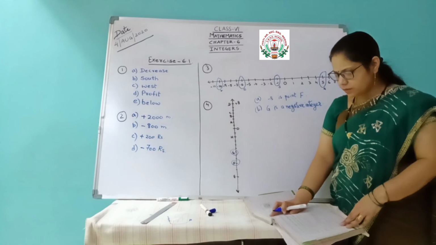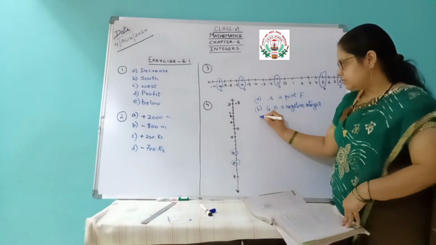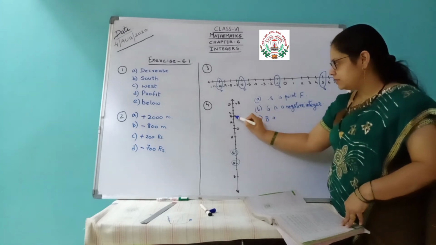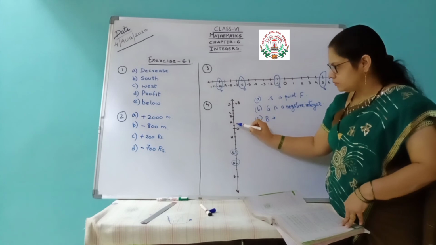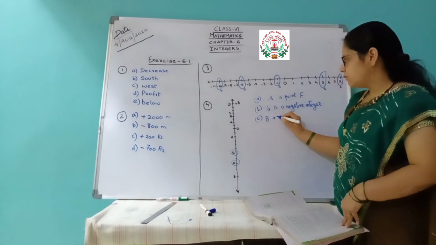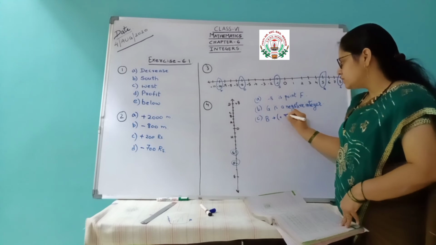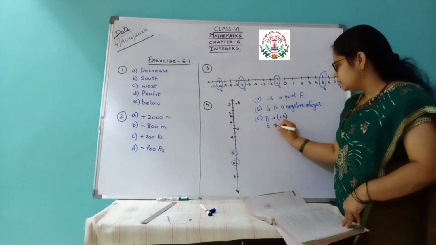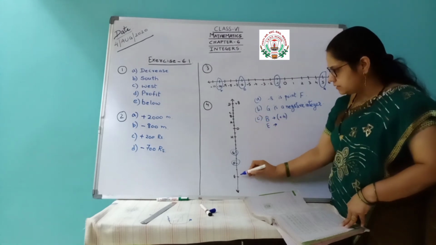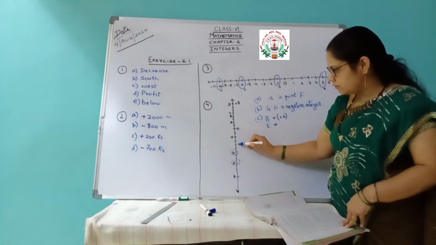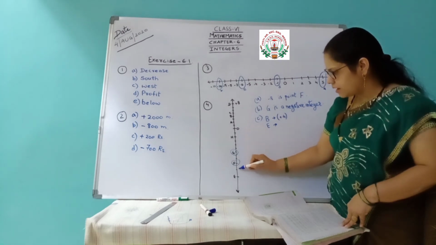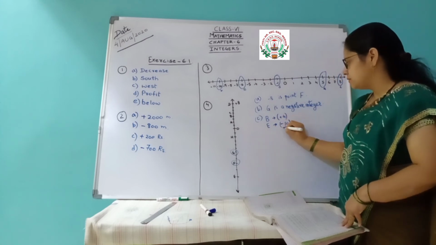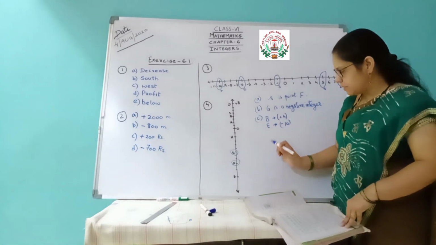Then write integers for the points B and E. Where is point B? This is point B. Now first you count 1, 2, 3 and 4. This is 4, and on the positive side it is positive 4. Now E point, where is E? This point is E. So 1, 2, 3, 4, 5, 6, 7, 8, 9, 10. This is 10 and it is below, so it is minus 10. So the E part is minus 10.